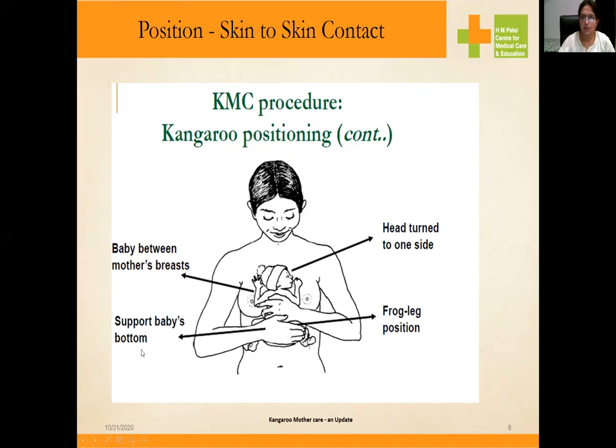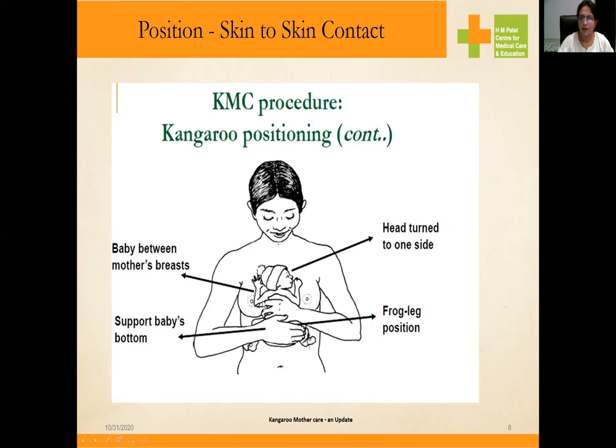Number two, baby should be in the upright position, and mother needs to support the baby's bottom and body with both her hands. Baby is in the upright position with the frog leg position, and the head of the baby is turned to one side. Mother is looking at the baby, and there is usually good eye-to-eye contact between the mother and baby.